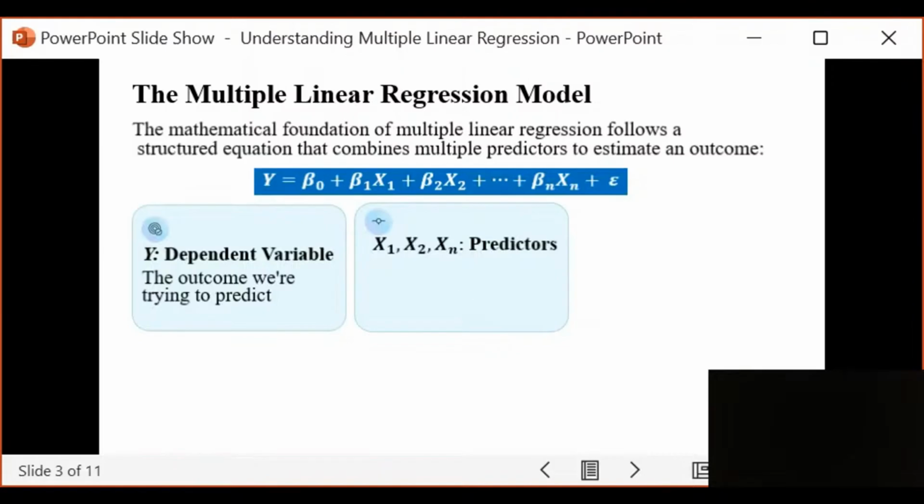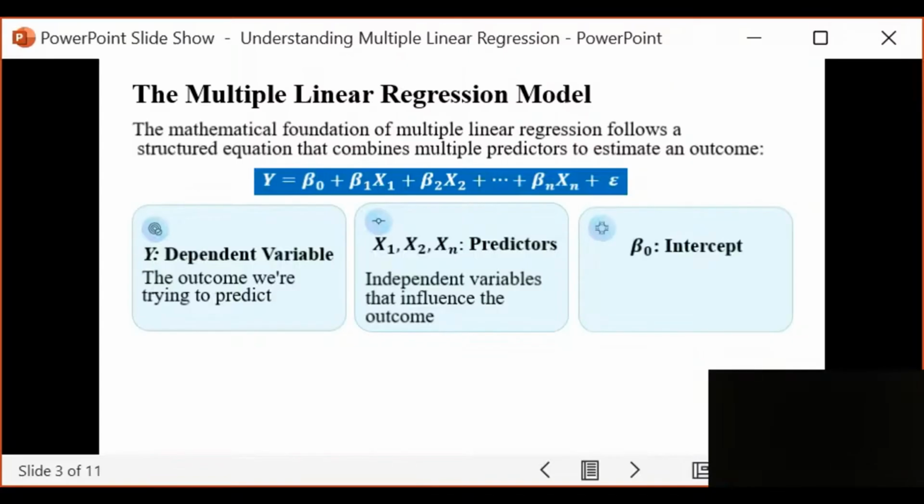Then we have beta sub zero. This is what we call the intercept, and this is basically the starting point: the value of y when all predictors are zero. It gives us a baseline before any predictors come into play.